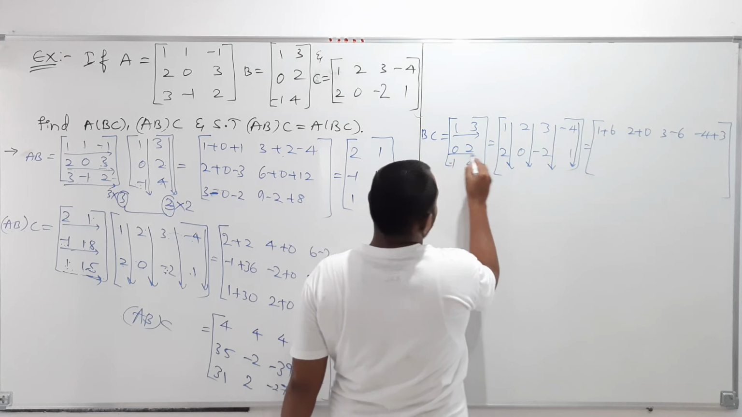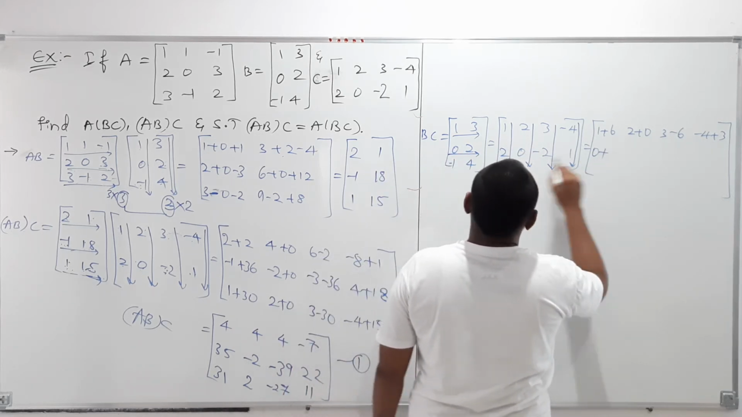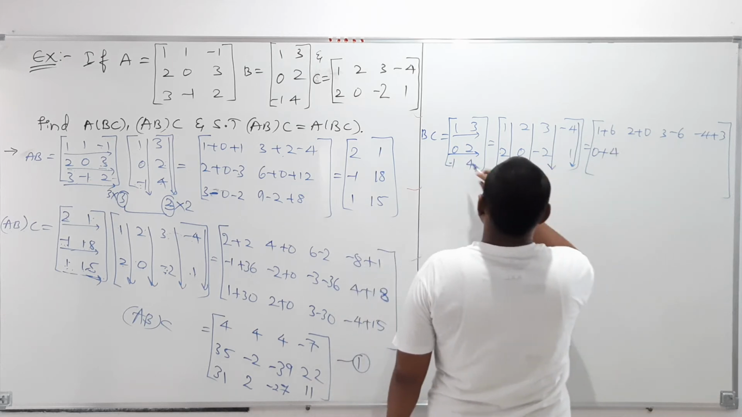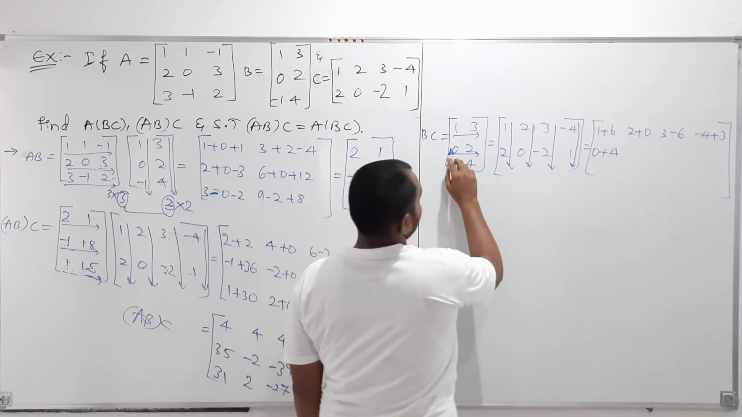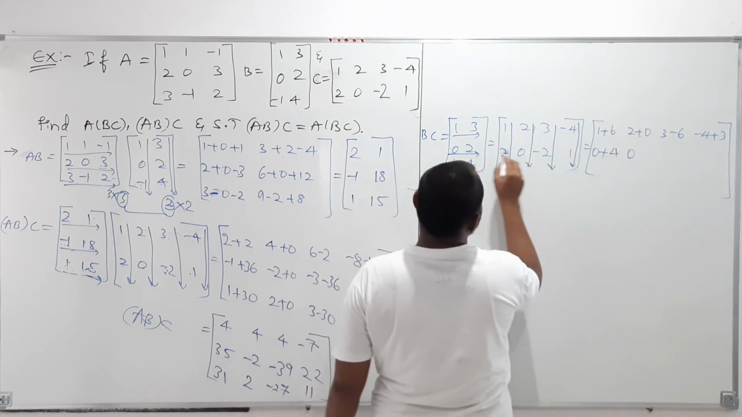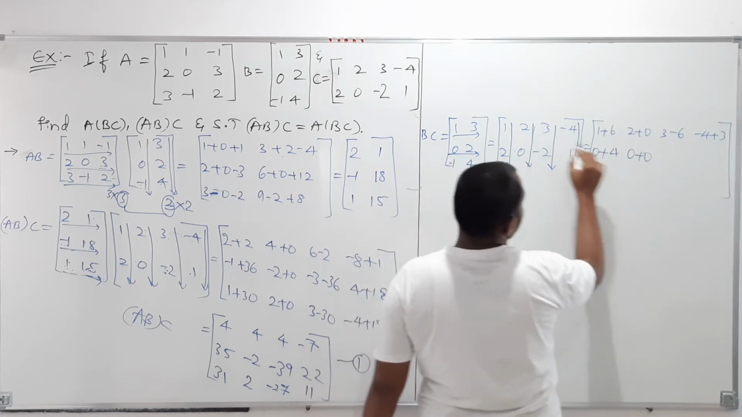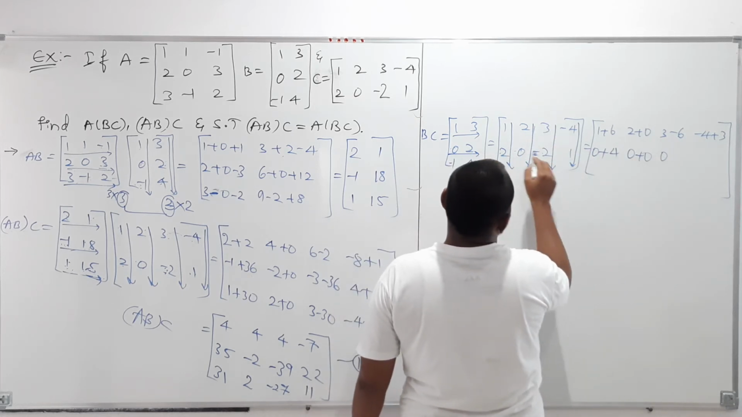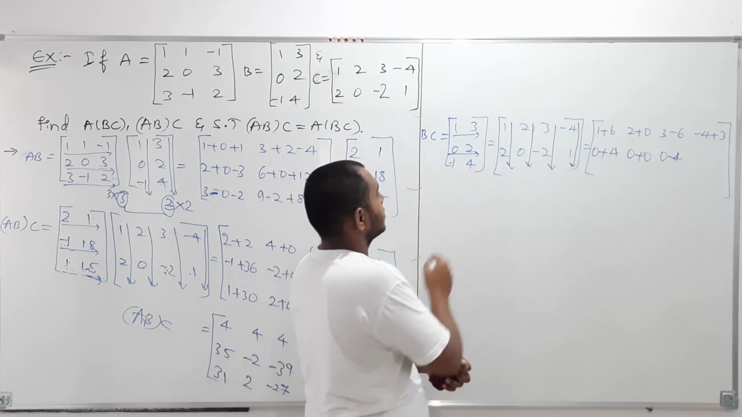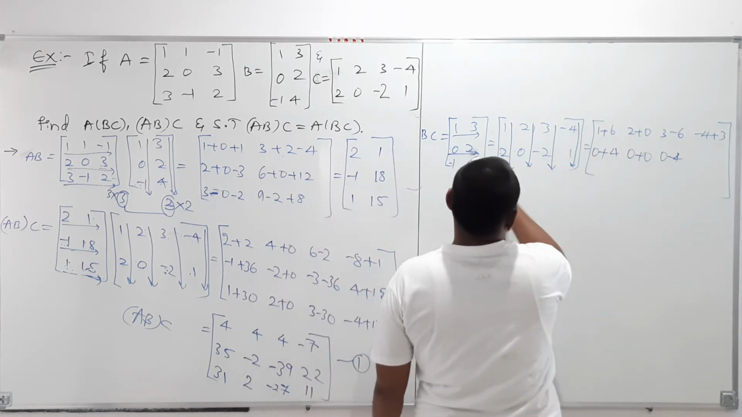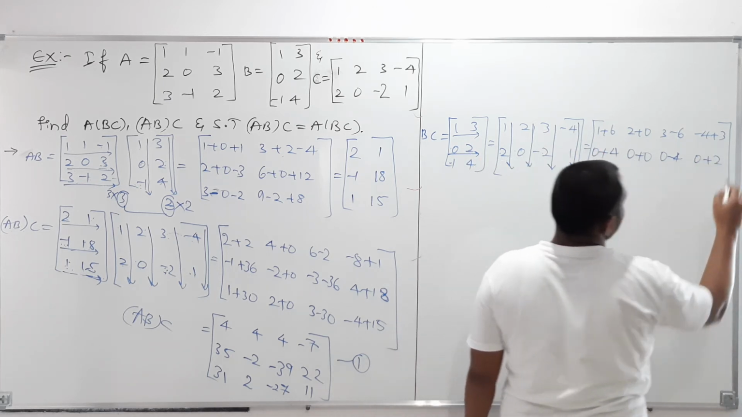Next is second row, first column. 0 into 1 is 0 plus 2 2s are 4. Next 0 into 5, second row, second column. So 0 into 2 is 0 plus 2 into 0 is 0. Next second row, third column. 0 into 3 is 0. Next plus minus 2 2s are 4. Next, my dear friends, second row, fourth column. 0 into anything is 0 plus 2 1s are 2.